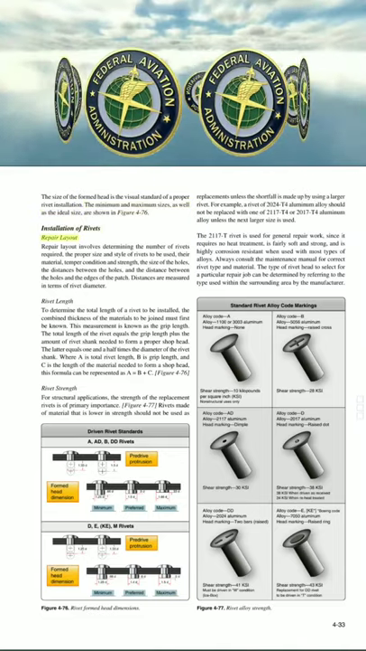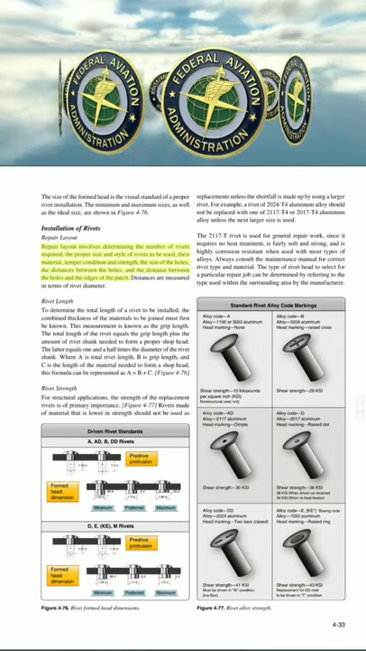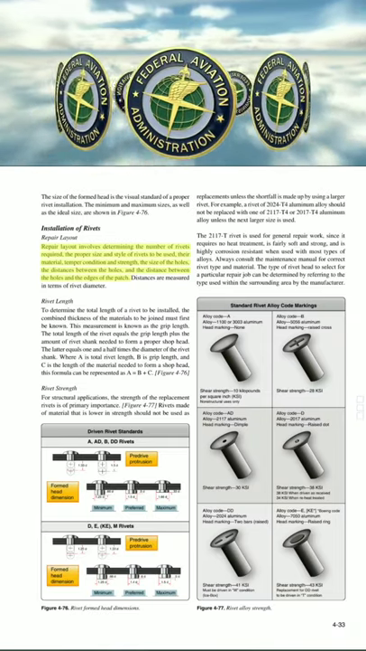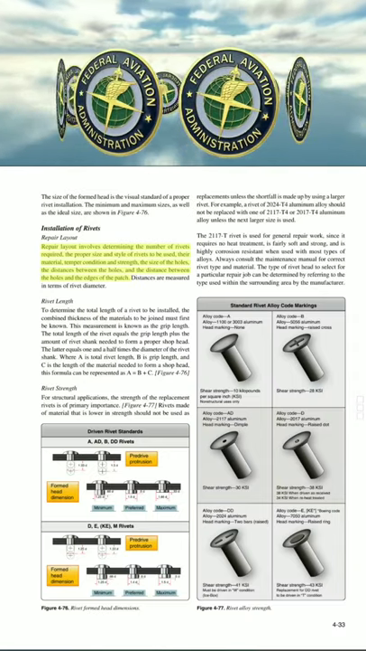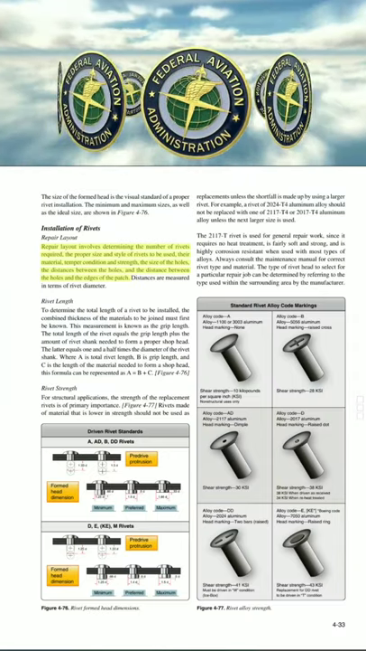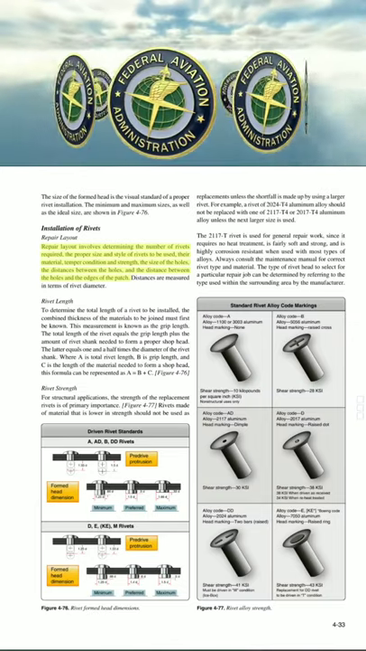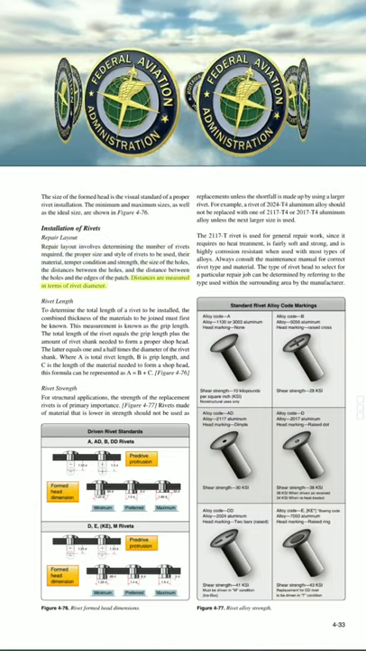Installation of rivets. Repair layout. Repair layout involves determining the number of rivets required, the proper size and style of rivets to be used, their material, temper condition and strength, the size of the holes, the distances between the holes, and the distance between the holes and the edges of the patch. Distances are measured in terms of rivet diameter.